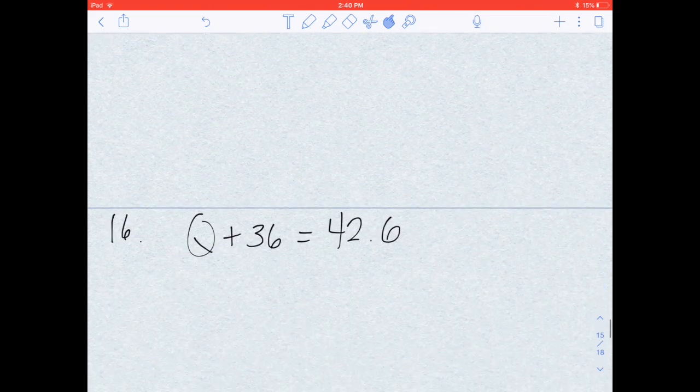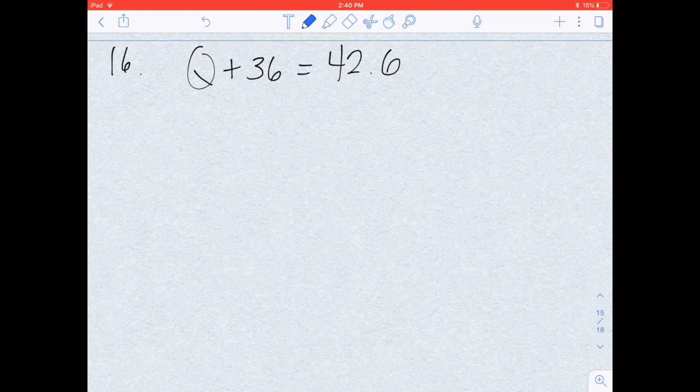Number 16. I'm supposed to solve these, and they really want you to use your newfound pre-algebra skills from Investigation 7. So I need to get q by itself, so I have to do the same thing to both sides, and I'm going to subtract 36, which cancels that out and leaves me with q equals 42 minus 36.